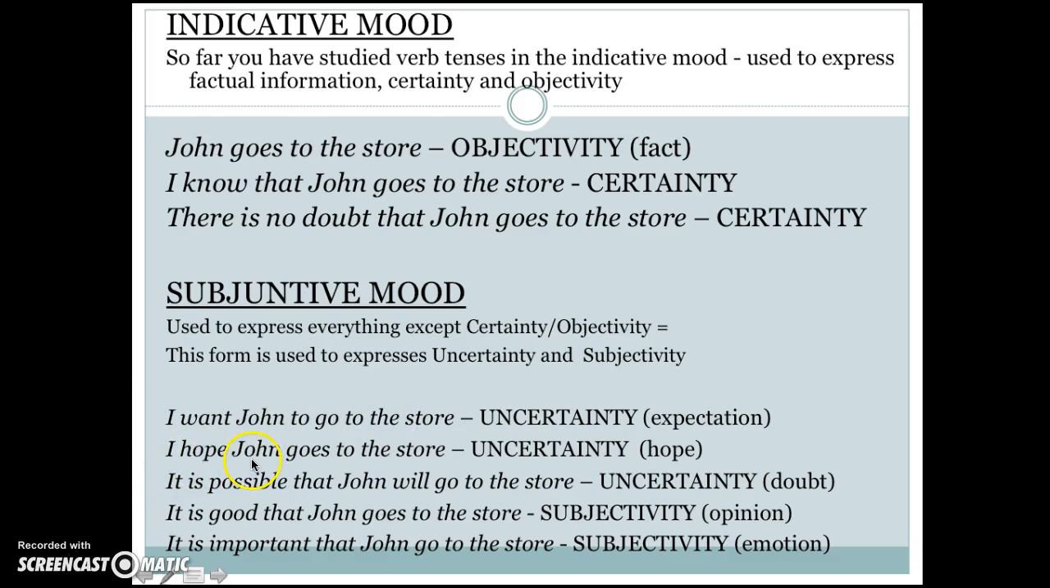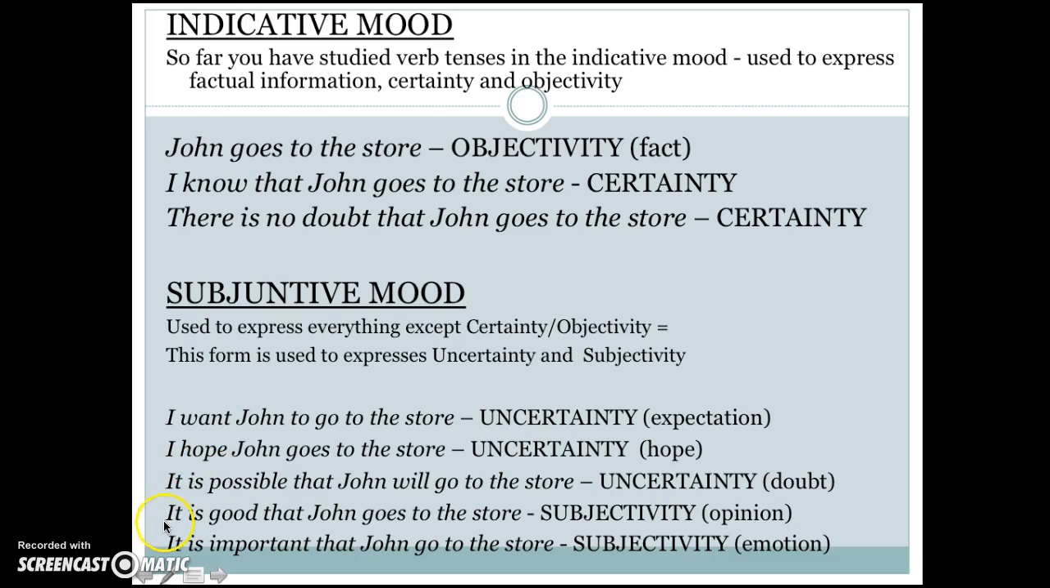I hope that John goes to the store. Well, the book calls it hope, right? It's also uncertain. Just because I hope John goes to the store does not mean that he will. It is possible that John will go to the store. Here I'm expressing a level of doubt. It's possible, but I'm not sure.